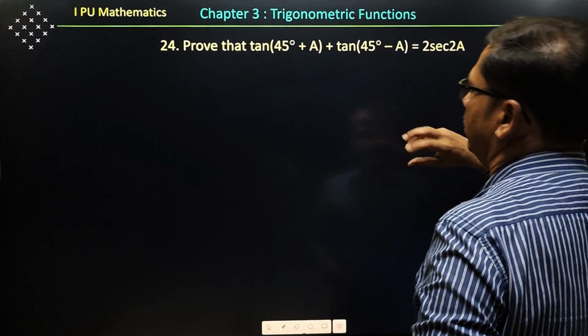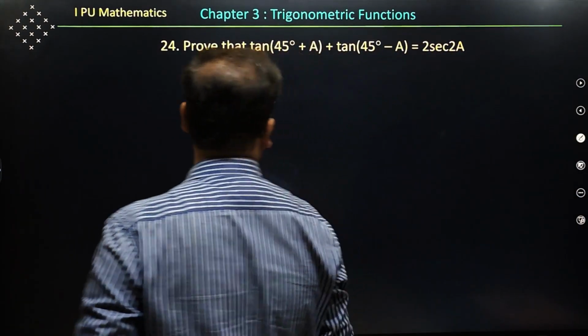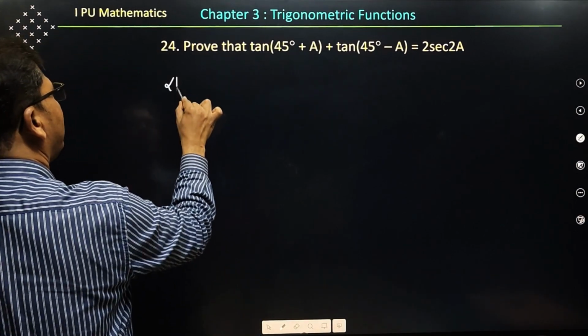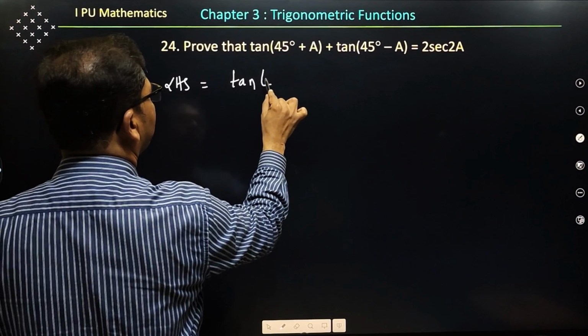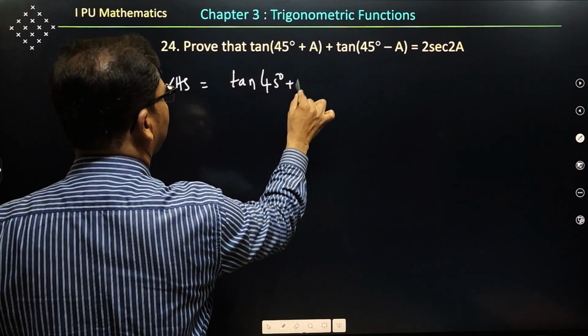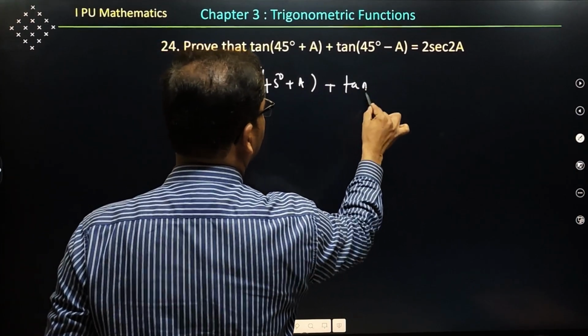Okay, let us move to the next example. Let me take into consideration the LHS part, which is given by tan 45 plus A, divided by tan 45 minus A.